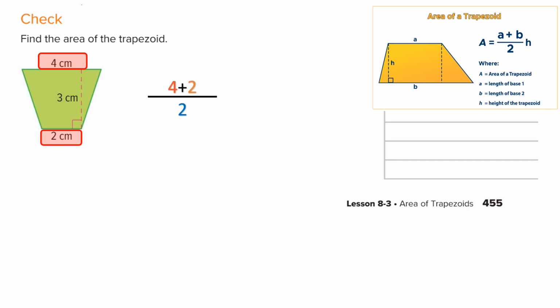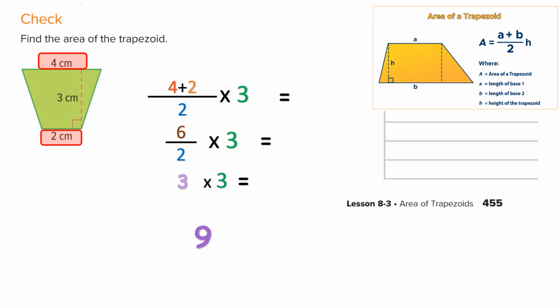So we have our 4 and our 2 we're going to add together, and we know we're going to divide by 2. And then we have to multiply it by the height. My right angle, my perpendicular line, is telling me the height is 3. That one should be pretty easy. So 4 plus 2 is 6 divided by 2 times the 3. And therefore 6 divided by 2 is 3. And I keep the multiplication of 3 for the height.